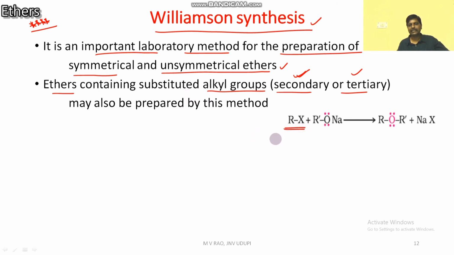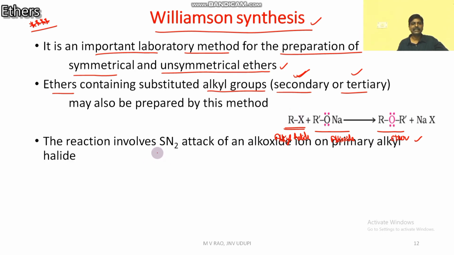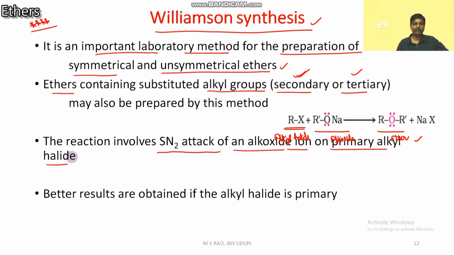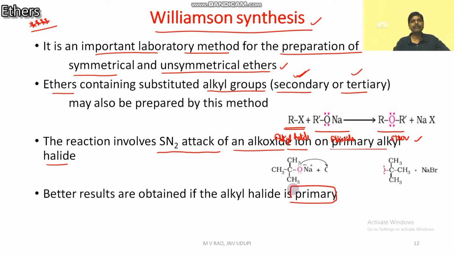What is this? Alkyl halide. Alkyl halide is treated with alkoxide. You will get ether. So this reaction is called Williamson's synthesis. This reaction involves SN2 attack of alkoxide ion on primary alkyl halide. Better results are obtained if the alkyl halide is primary. If the alkyl halide is primary, a good yield of ether will form.